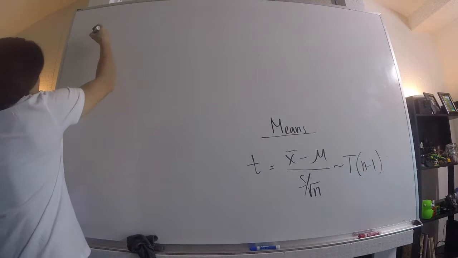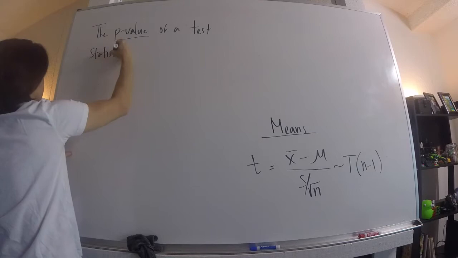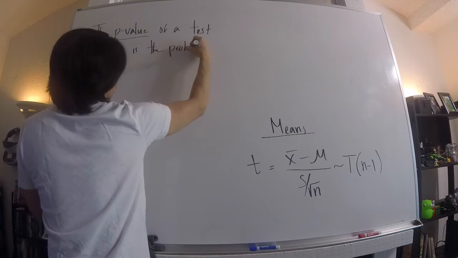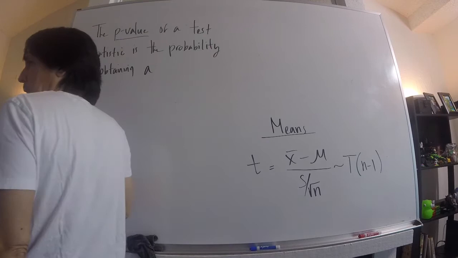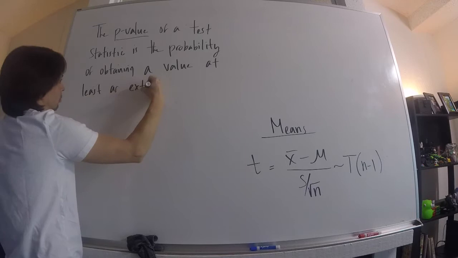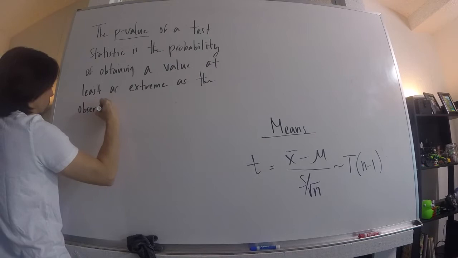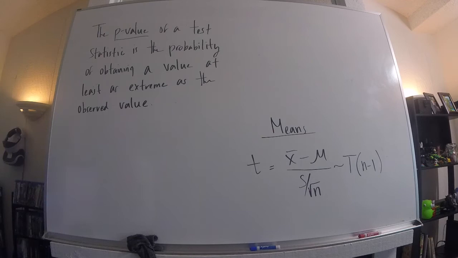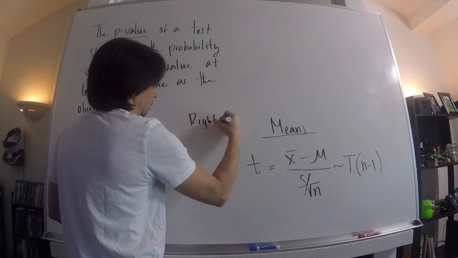The p-value of a test statistic is the probability of obtaining a value at least as extreme as the observed value. Let me start going through left-tailed, right-tailed, and two-tailed tests.